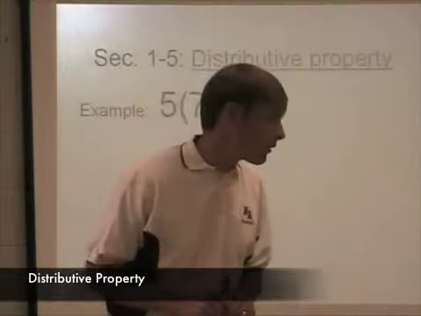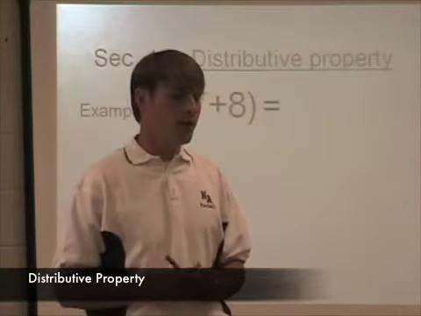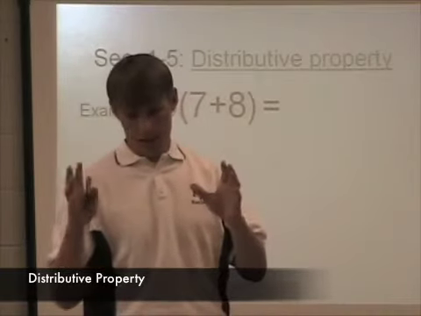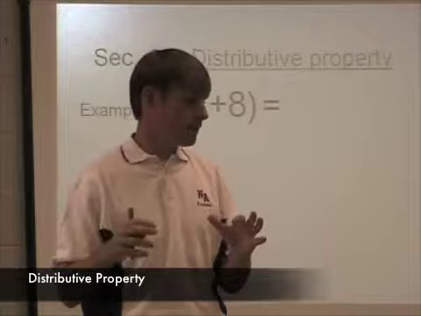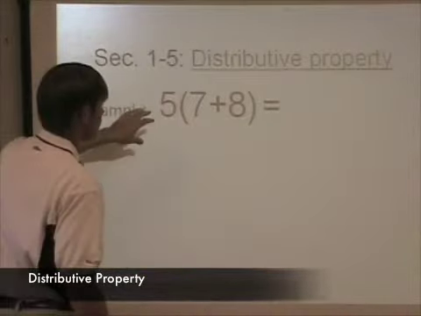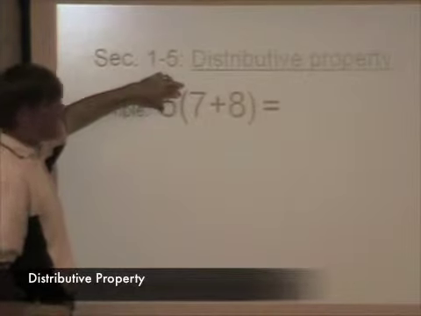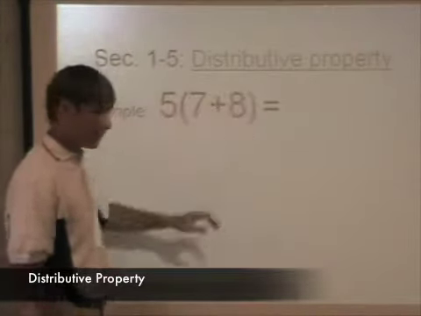About the distributive property. Okay? The distributive property is when you multiply an integer or a variable times anything that's in a parenthesis. Okay? You need to understand that when you distribute, you give what's on the outside that's being multiplied to everything on the inside. Okay?